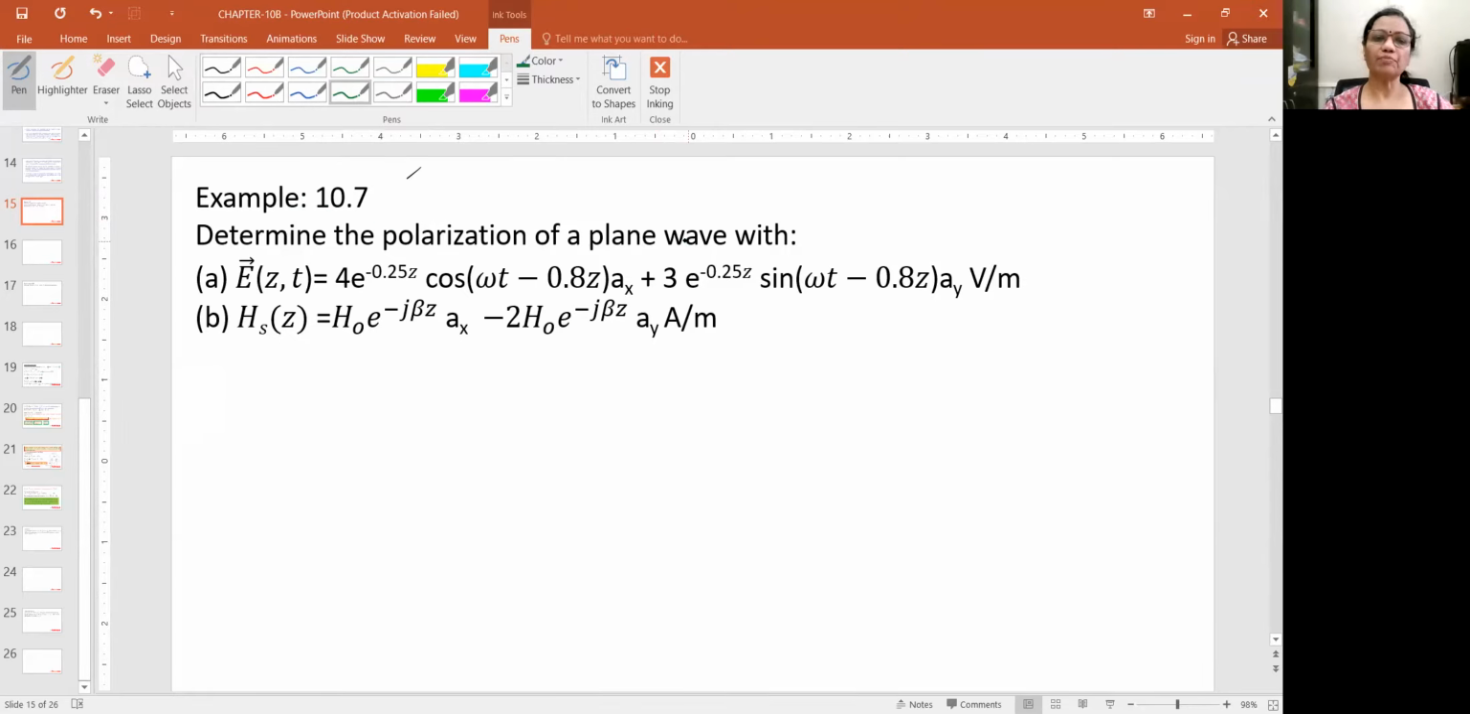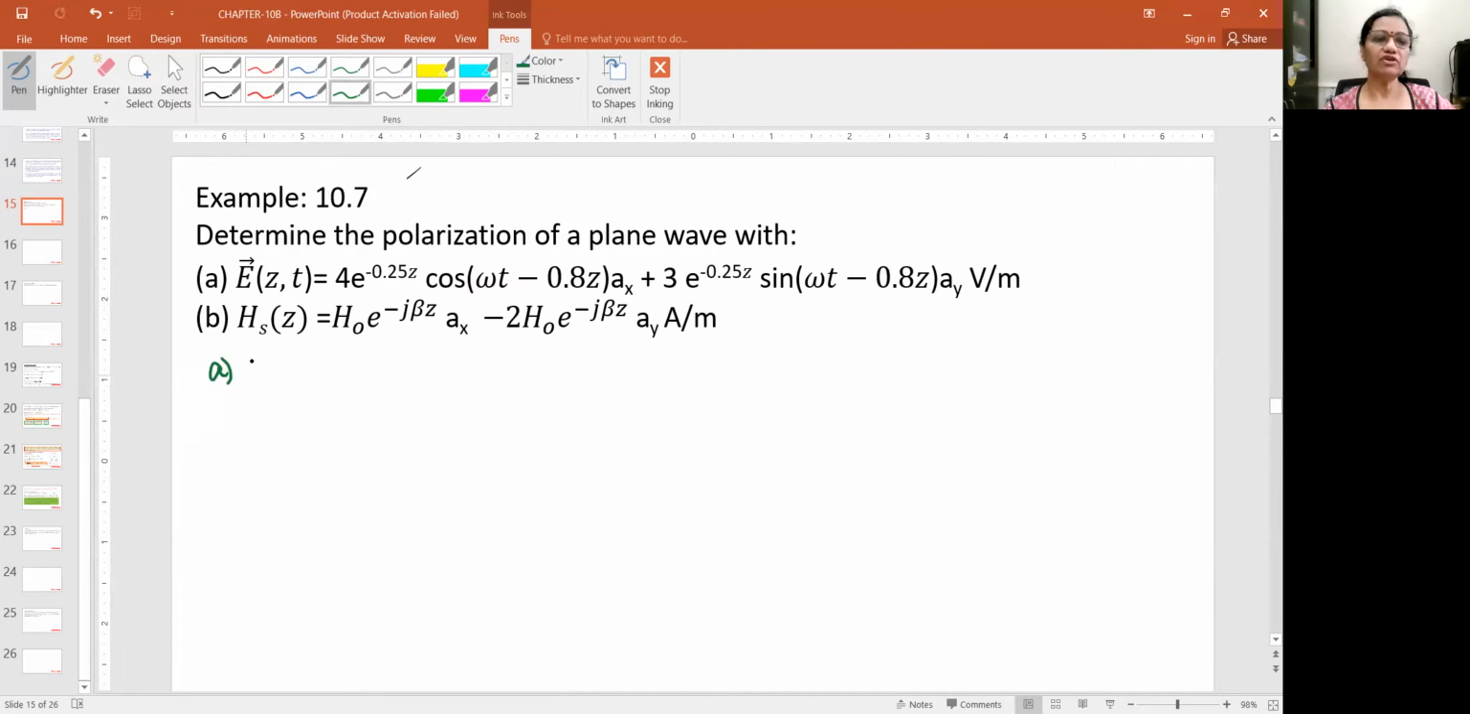Determine the polarization of a plane wave with E(z,t) equal to 4 e to the power of 0.25z cos(omega t minus 0.8z) ax cap. And then, of course, you have a similar sine component with the ay direction. That means this electric field has both an x direction and a y direction component. So now you have to find out what the polarization is. So let's start working on it.